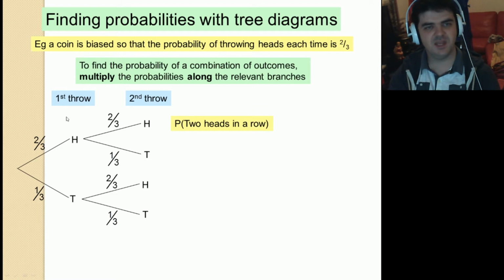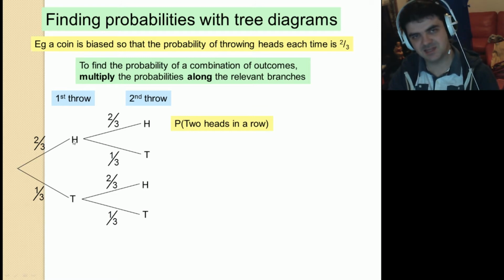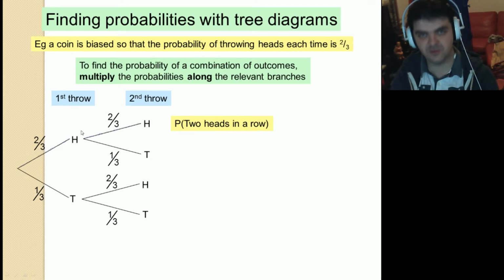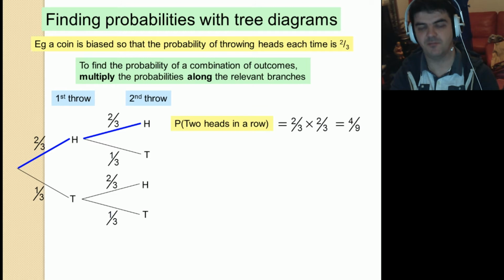Well, to get 2 heads in a row, you need to throw a head and another head. And means multiply by. So you'd have 2/3 times 2/3. Highlight it using your tree, and you get 4/9.